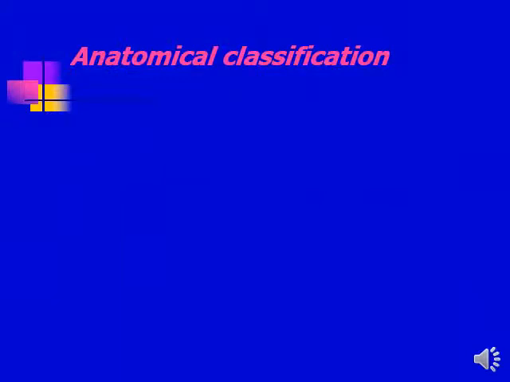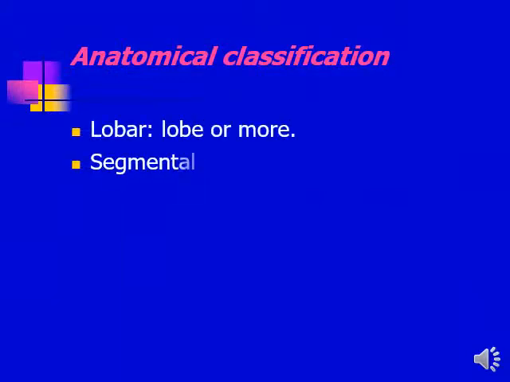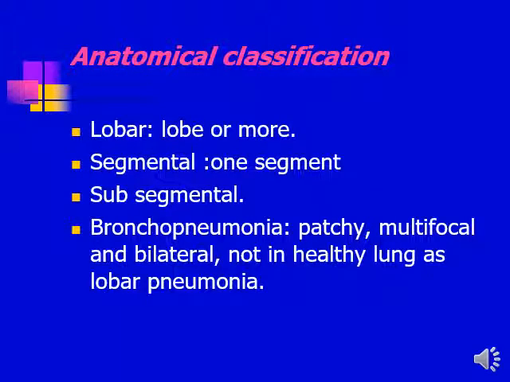Anatomical classification means how far or how extensive the disease is. Is it affecting only a lobe, or a segment which is much smaller than a lobe, or a subsegment, which means the disease is affecting a small area? This of course carries a better prognosis than affecting more than a lobe or being bilateral. So the anatomical classification is about how extensive the disease is.